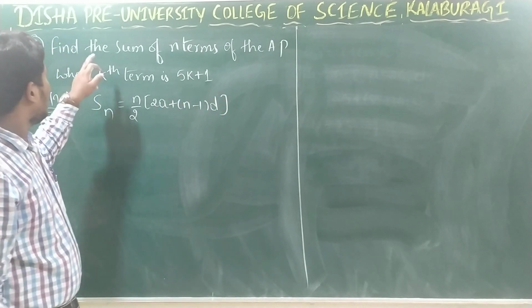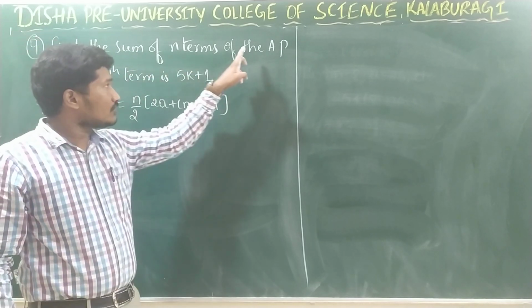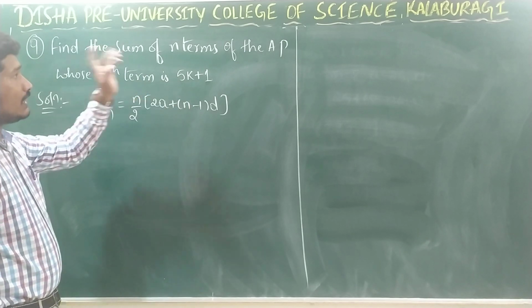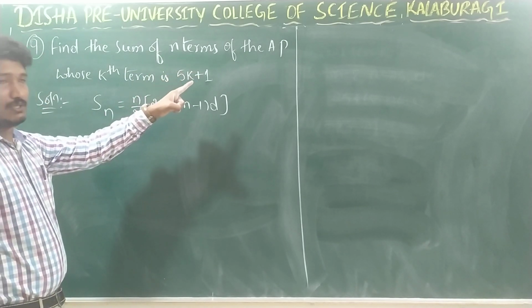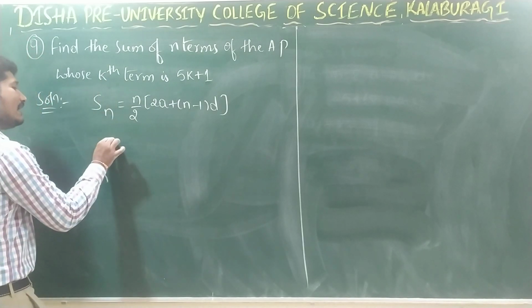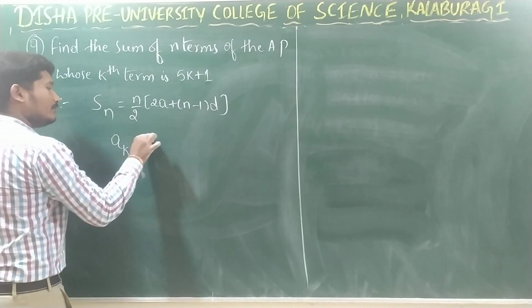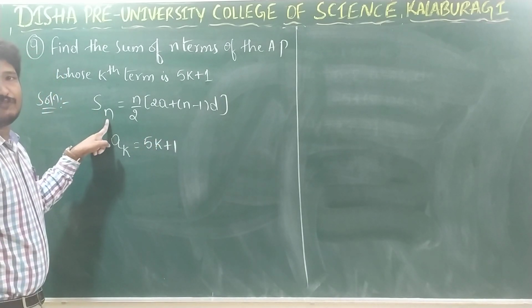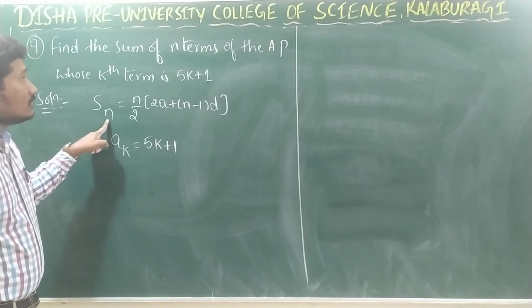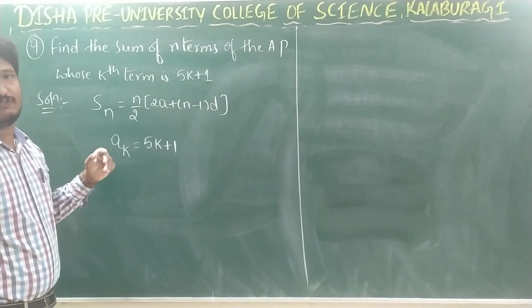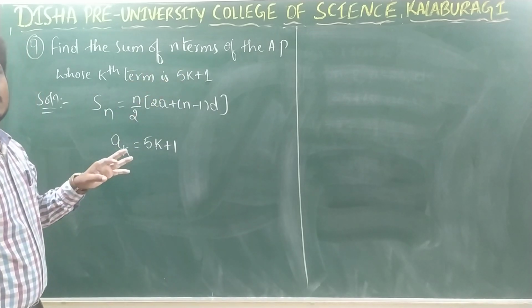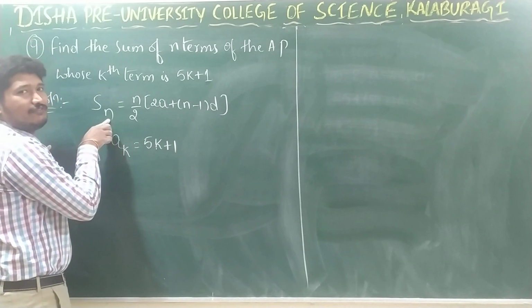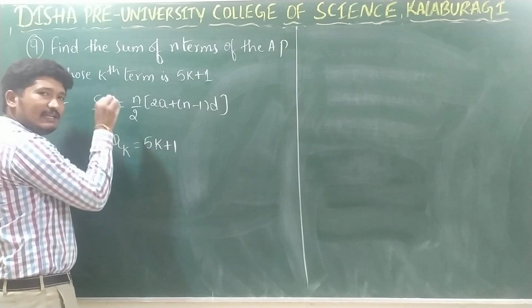Find the sum of n terms of the AP whose kth term is 5k plus 1. For the given arithmetic progression, we are given the kth term, that is ak is equal to 5k plus 1. What we have to find? We have to find out the sum of n terms. So the value of n is n itself, because there are n number of terms in an AP.